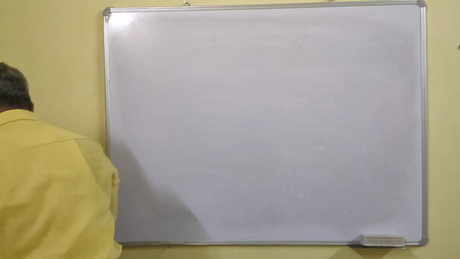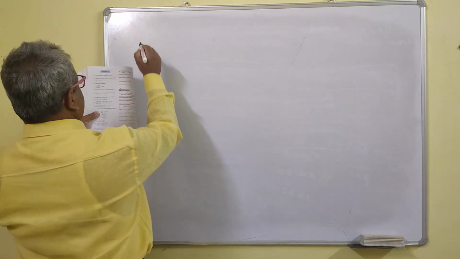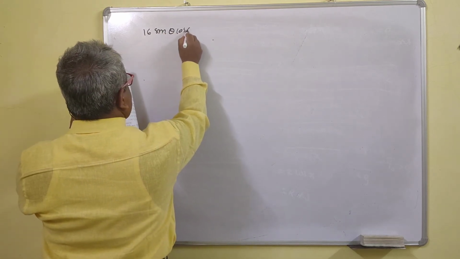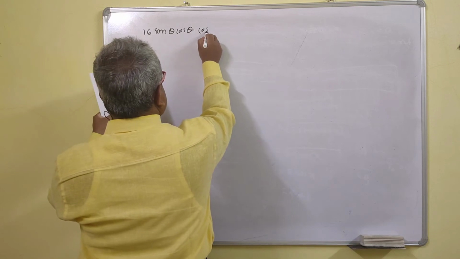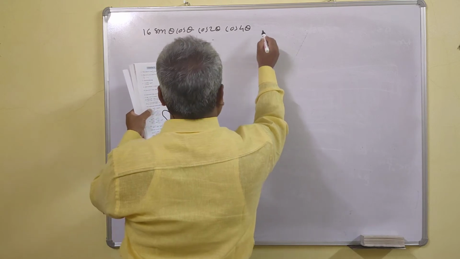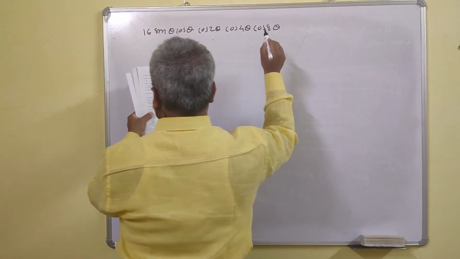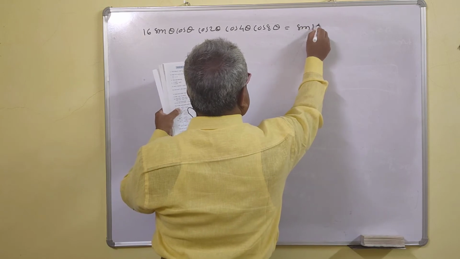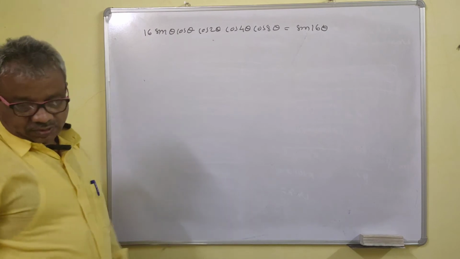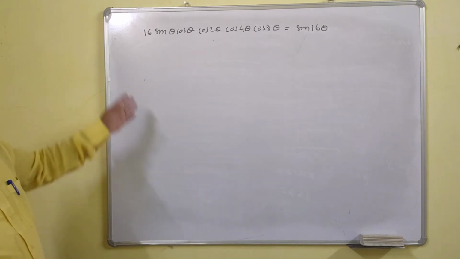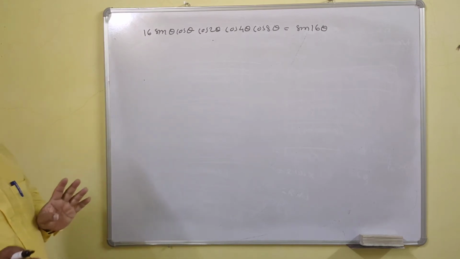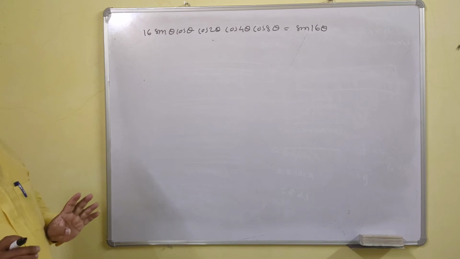Okay. Now next, prove that 16 sin theta cos theta cos 2 theta cos 4 theta cos 8 theta is equal to sin 16 theta. Again, this problem is very simple, right? It looks very difficult, but it is not actually difficult, right?